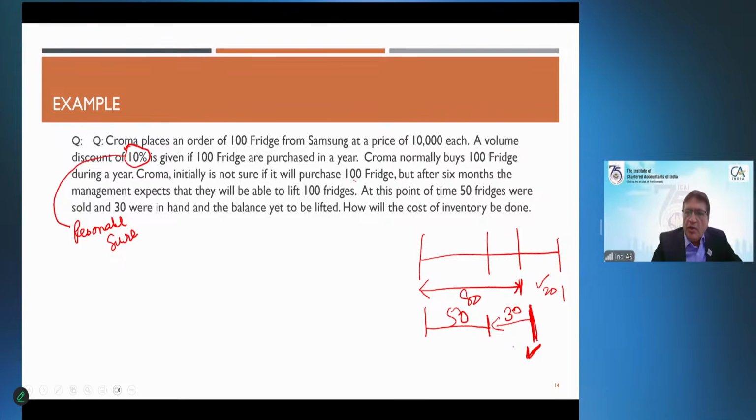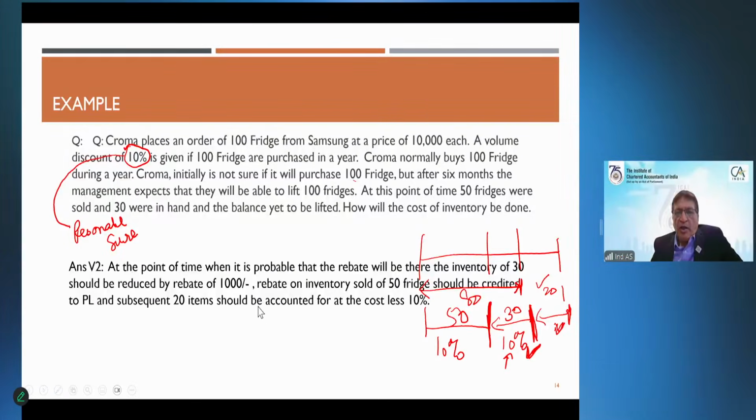Now the problem is, out of this, 50 are already sold. So any discount related to these 50 will go to the profit and loss account. Discount on 30 will go to the inventory, and for the balance, as and when the purchases are made, the inventory would be accounted at the discounted price. So this is the solution. The rebate should be credited to P&L. The subsequent 20 items should be accounted at cost less 10%.